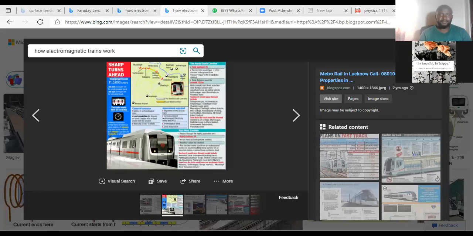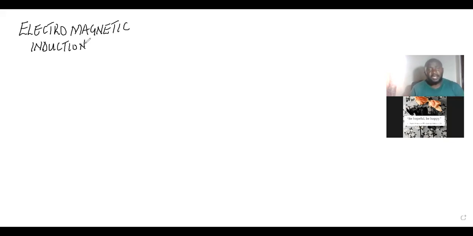So today, we're introducing what we call electromagnetic induction. Electromagnetic induction. And in this area, we are going to see how EMF can be induced whenever we have a changing magnetic flux.